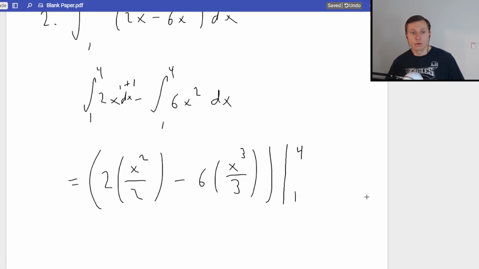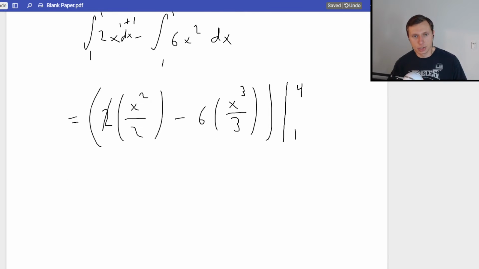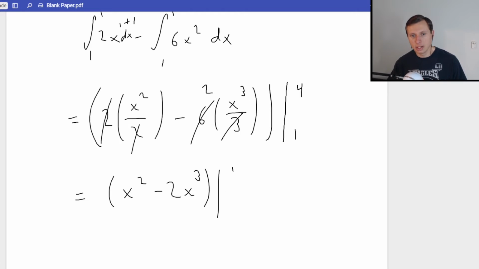Before I do that, remember when I said earlier about simplifying? Even though it's not necessary a lot of the time, simplifying is going to make your life a lot easier, especially for definite integrals. Why? Look at this. 2 cancels right here. 6 will cancel with the 3, leaving you with the 2 in the numerator there. In other words, this is easy. This is x squared minus 2x cubed evaluated from 4 to 1.